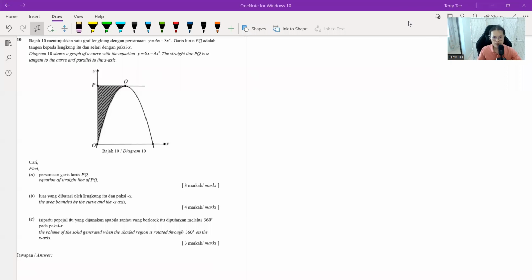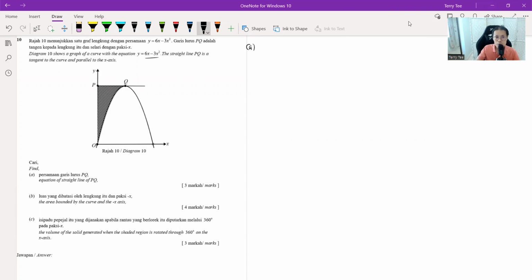Okay, question number 10. This is a question on integration from chapter 3. The diagram shows a graph of a curve with the equation y equals 6x minus 3x squared. Straight line PQ is a tangent to the curve and parallel to the x-axis. Find the equation of PQ. Here we can use the quadratic equation method or differentiation, but most of the time we just use differentiation. Differentiation is easier. Usually they combine differentiation and integration.